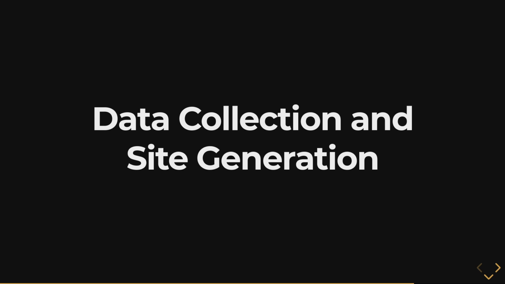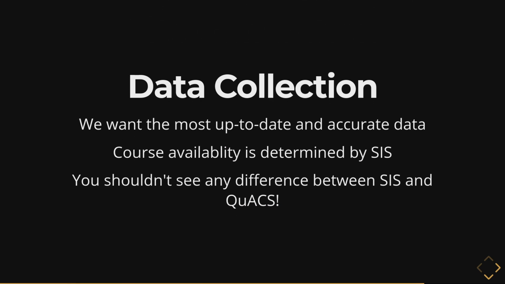So now we're going to switch gears a little bit, and we're going to talk about the data collection and site generation. So as you can imagine, QuaCS has a lot of data. We're storing stuff like the courses, we're storing the catalog. So how do we get all that?